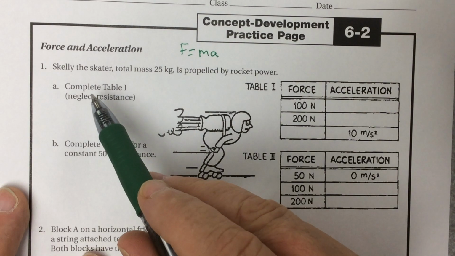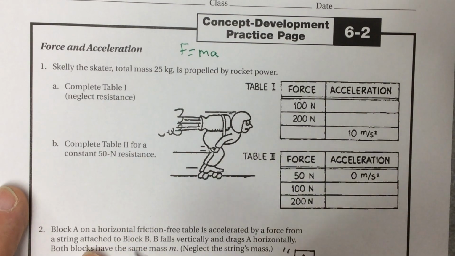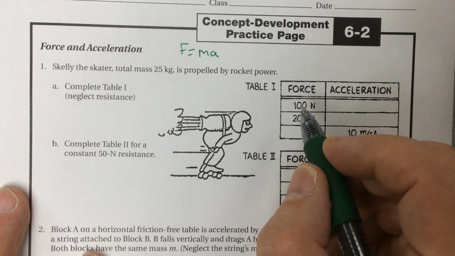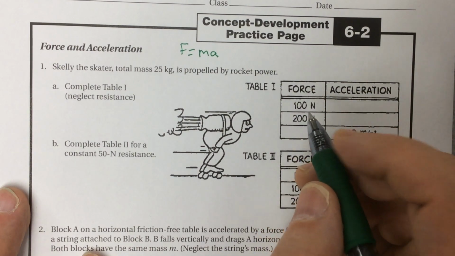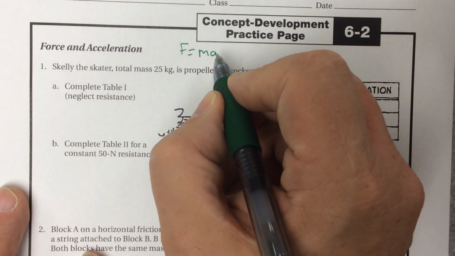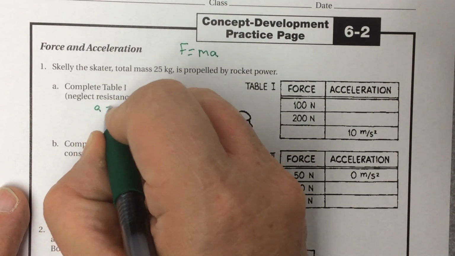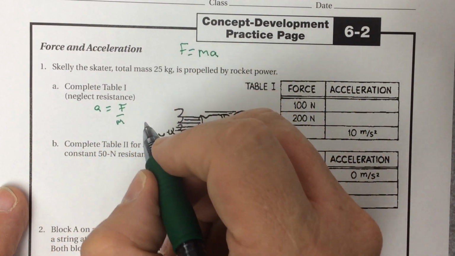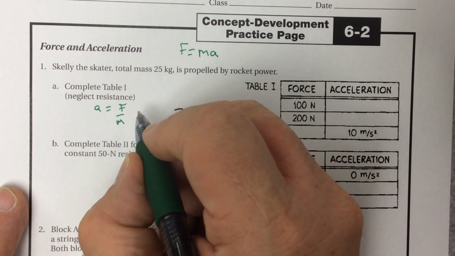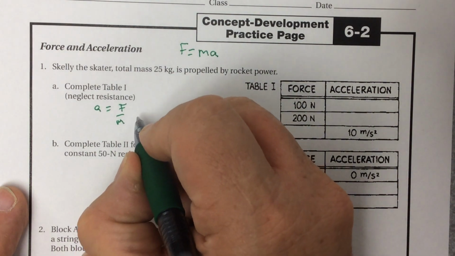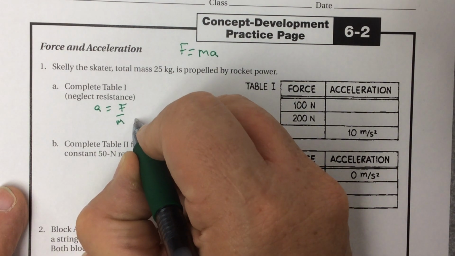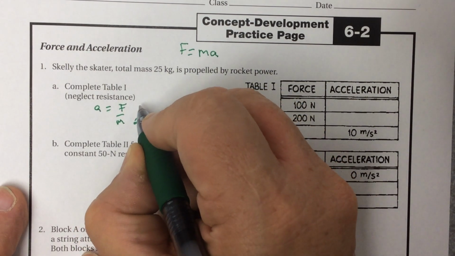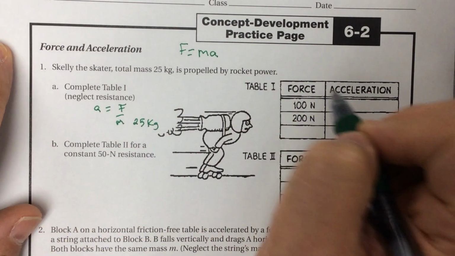Okay, so complete table 1 as long as there's no air resistance. We're ignoring that. So if she has 100 newtons, we need to know what her acceleration is. So I'm going to solve for acceleration. Acceleration is force divided by mass. So her mass is 25, right? 25 kilograms. And her force is going to be, in this case, 100 newtons.